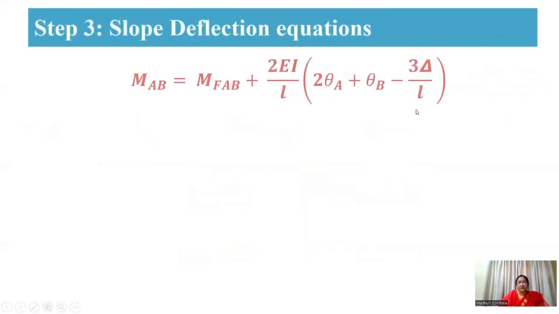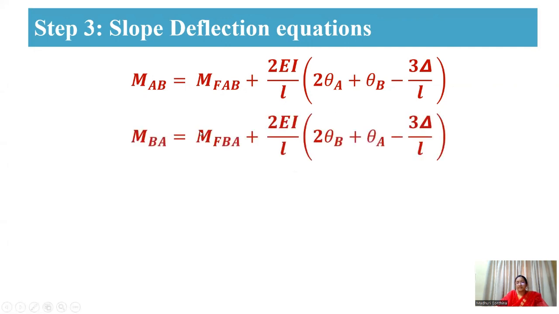Next, by using the slope deflection equation. So these are the generalized slope deflection equations. MAB will be equal to the fixed end moment plus 2EI by L into (2 theta A plus theta B). So that is the moment due to the rotation. And next is minus 6EI delta by L squared. Here 2EI by L has been taken common, therefore 3 delta by L. So this is the moment due to the settlement.